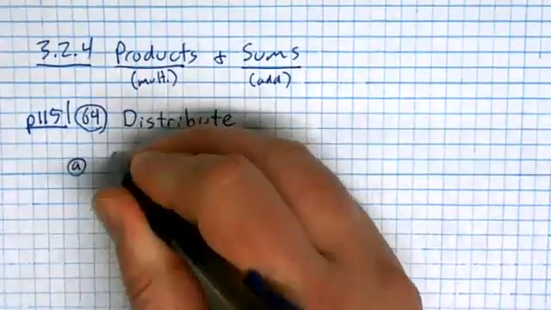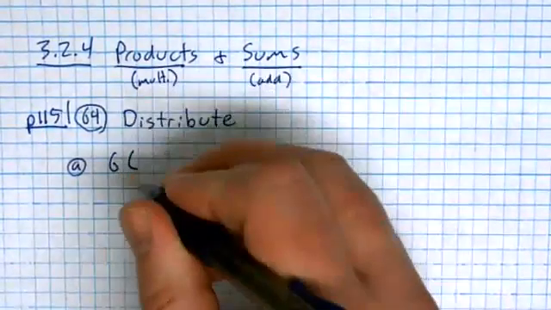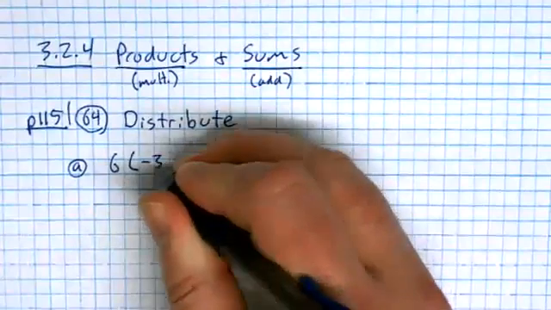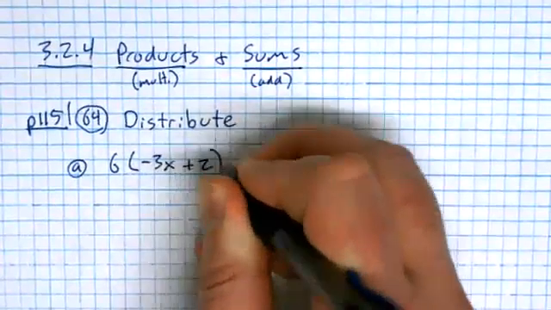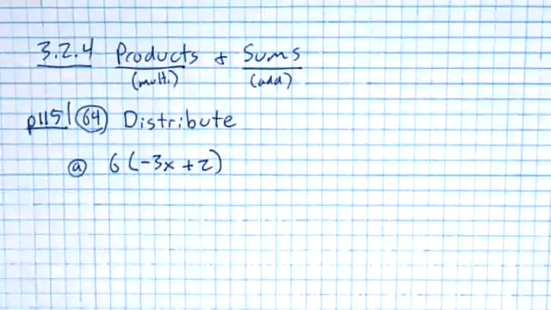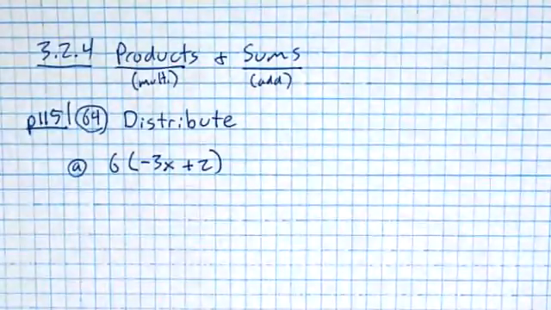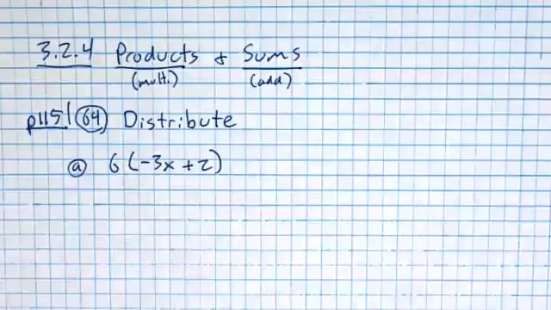So let's write it down. 6 parentheses, negative 3x plus 2. So the first way we're going to work through this is the way that probably most of you have already seen.